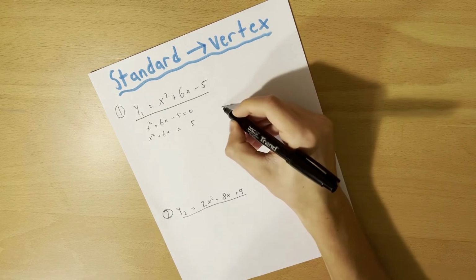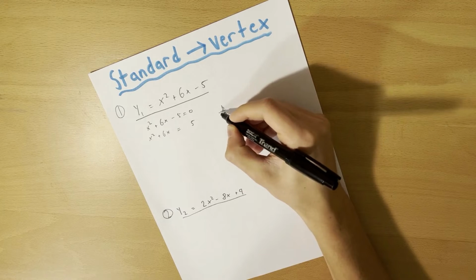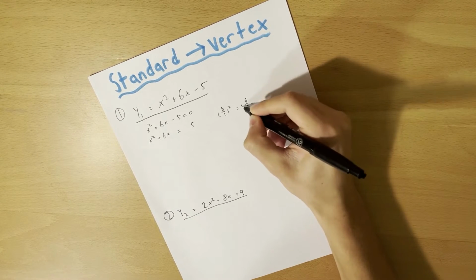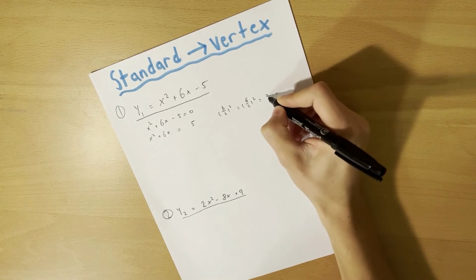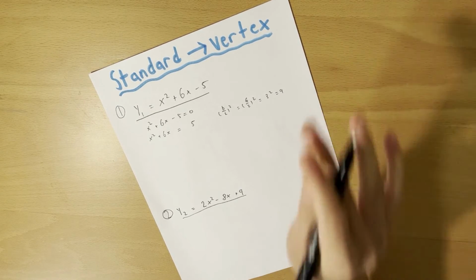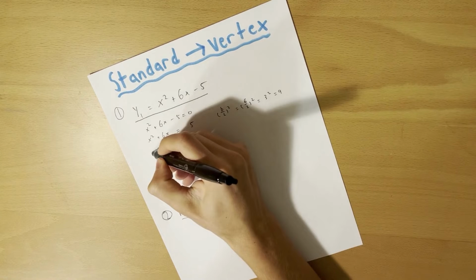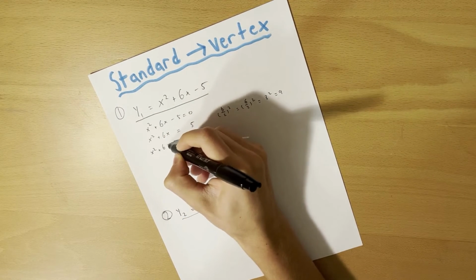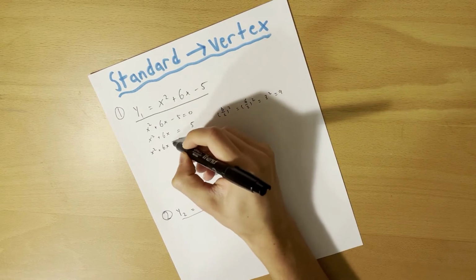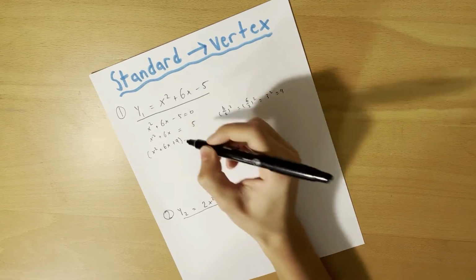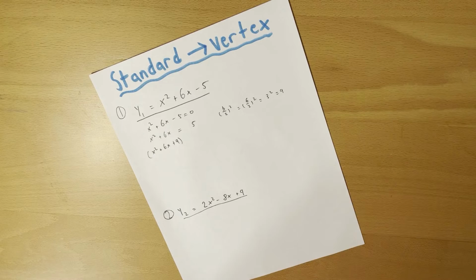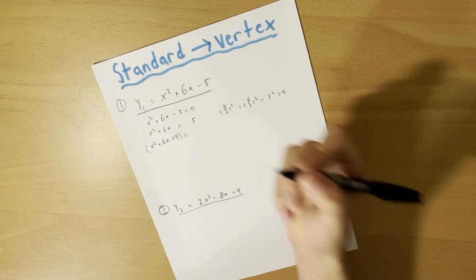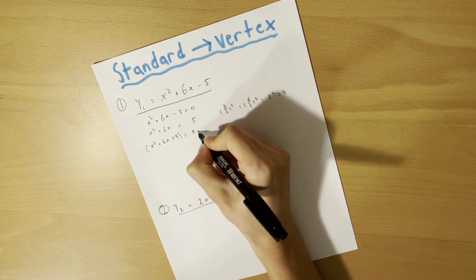And you're going to go b divided by 2 squared. So in this case, it'd be 6 divided by 2 squared, 3 squared, which is 9. So you have this 9, right? Then you're going to come here and you go x squared plus 6x plus 9, right? And whatever you do when solving equations, remember, whatever you do to the left side, you have to do to the right side as well. So it's going to go 5 plus 9.